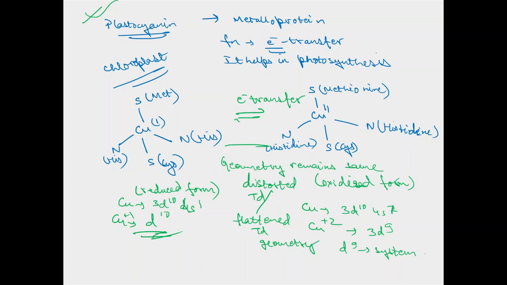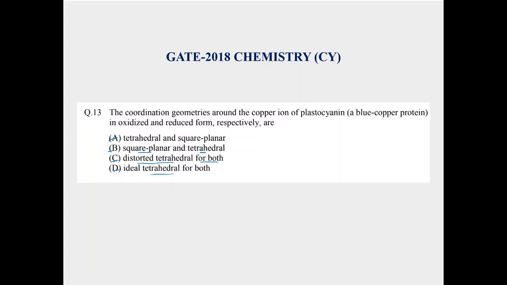But for this question: what are the coordination geometries around the copper ion of plastocyanin, a blue copper protein, in oxidized and reduced form respectively? Tetrahedral and square planar? No. Square planar and tetrahedral? No. Distorted tetrahedral for both. So this is the correct option. Ideal tetrahedral for both? No. So is it clear?